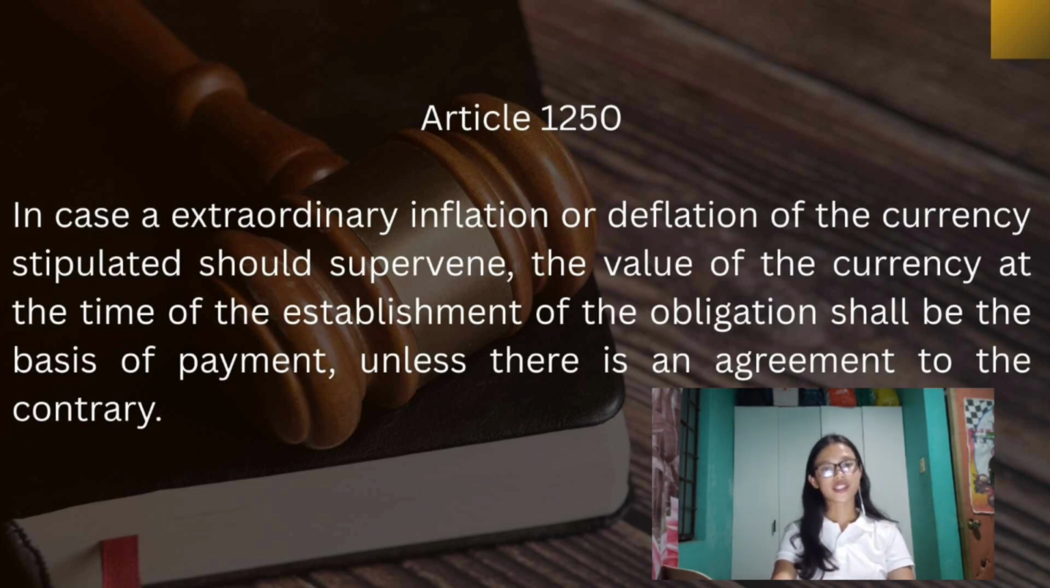So there are two requisites for supervention. First, there is an official declaration of extraordinary inflation or deflation from the Bangko Sentral ng Pilipinas. Second, the obligation is contractual in nature. If it has a stipulation, it talks about contracts. So Article 1250 is applicable only to cases where a contract or agreement is involved. More importantly, the parties must agree to recognize the effect of extraordinary inflation or deflation.